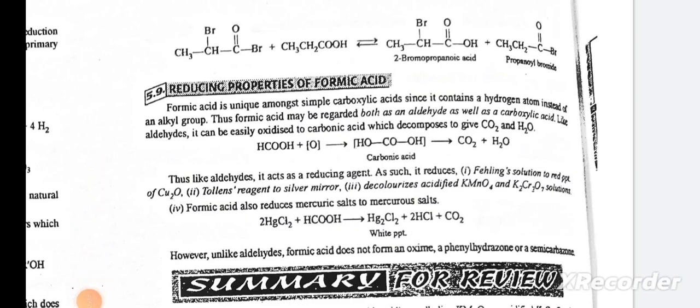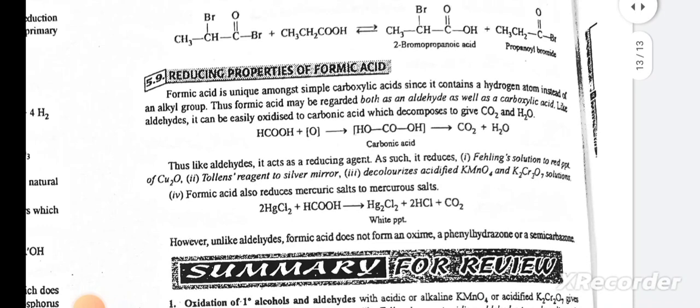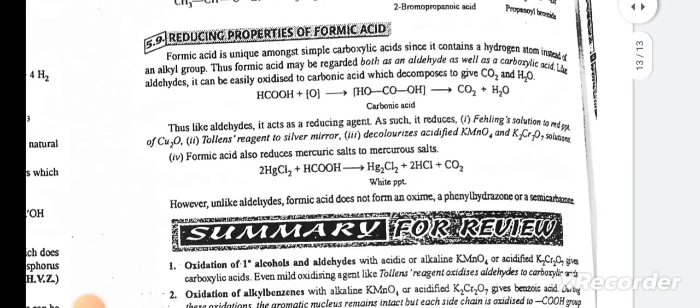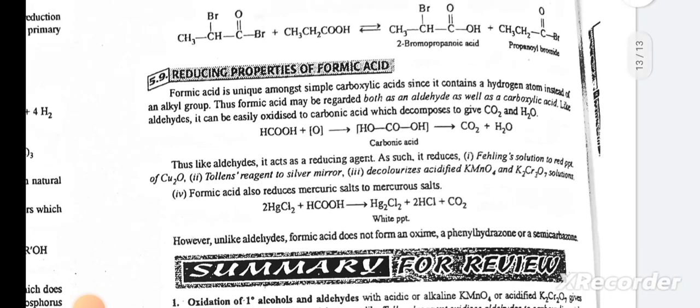As such, it reduces Fehling solution to a red precipitate of Cu2O, Tollens reagent to a silver mirror, and decolorizes acidified KMnO4 and K2Cr2O7 solutions. Formic acid also reduces mercuric salts to mercurous salts, white precipitate. However, unlike aldehydes, formic acid does not form an oxime, a phenylhydrazone or a semicarbazone.